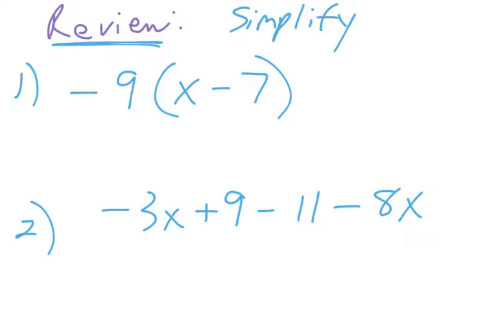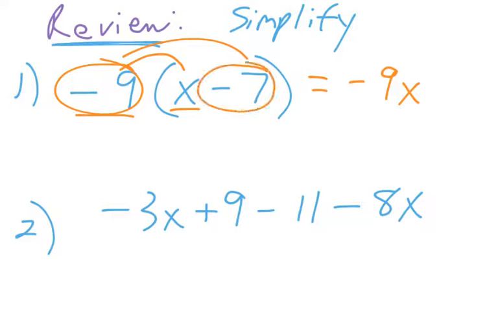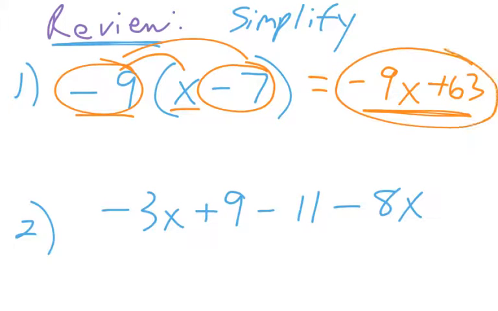So the first example, all we're going to do is actually distribute because the negative 9 is being multiplied to that quantity. So we take the 9 and multiply it to each of the terms inside the parentheses. So negative 9 times a positive x is a negative 9x. And then a negative 9 times a negative 7, remember the signs found to the left, is a positive 63. And since these aren't like terms, that is our final answer, negative 9x plus 63.